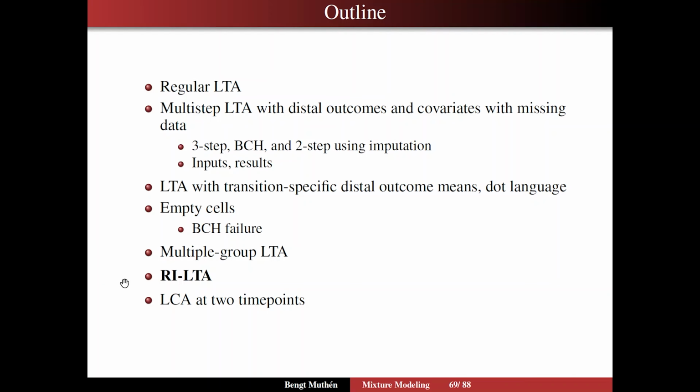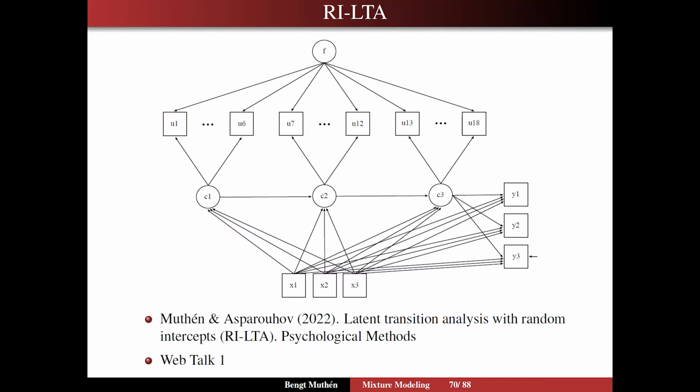We now turn to RI-LTA, namely Random Intercept LTA, with an emphasis on the multi-step aspect of that. Slide 70 shows an example of RI-LTA with 3 time points, C1, C2, and C3, where we have distal outcomes Y influenced by the last time point, the latent class variable C3. The new feature here is that we have a continuous latent variable F, which we think of as a latent trait or a random intercept.